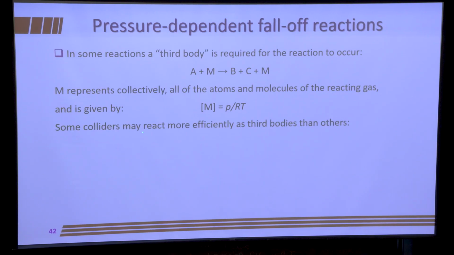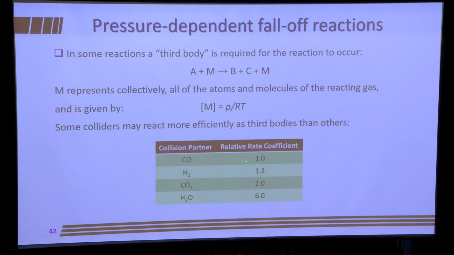But some colliders may react more efficiently as third bodies than others, okay? So for instance, often there is a relative rate coefficient. In some arbitrary reaction here, collision partner CO has a relative rate coefficient of 1, but that for H2 is 1.3, CO2 is 2, and H2O is 6. Okay, so what does that mean? It means when the code is doing the calculation, it'll take the mole fraction of water, for instance, and multiply its mole fraction times 6.